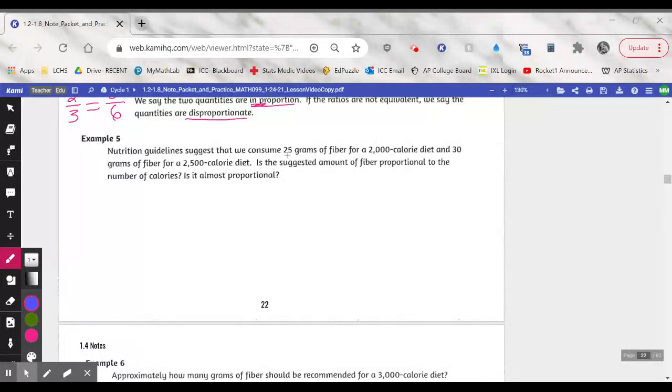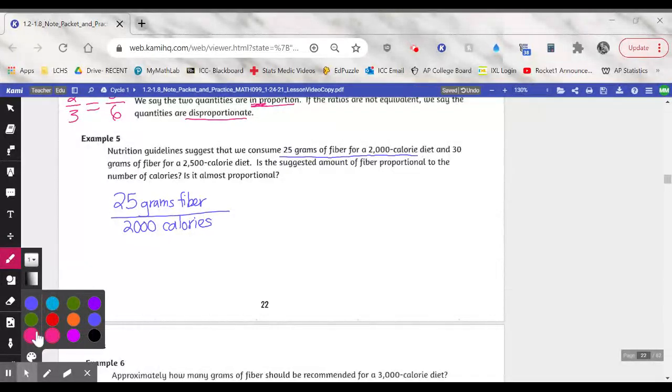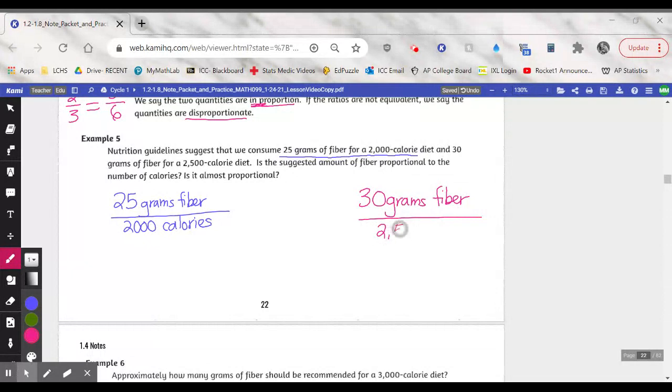So let's check this. It says the recommended amount is 25 grams of fiber for every 2,000 calories. That's for one diet. And then the other diet says 30 grams of fiber for 2,500 calories.